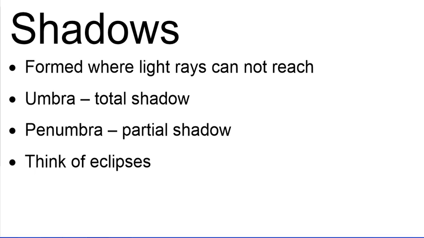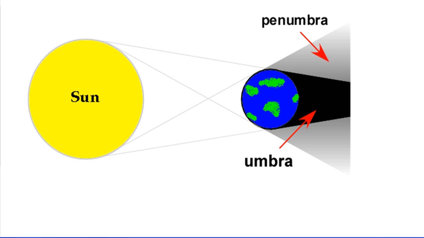We have the umbra, which is going to be the total shadow, and then we have the penumbra, which is the partial shadow. So if you think of eclipses, there are a couple of different types of eclipses. One where the moon basically goes away, and there's one where the moon shadows part of the earth. And so, for example, if the moon is over here, somewhere in this region, this is the umbra, you completely cannot see the moon.